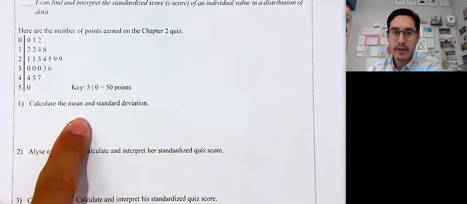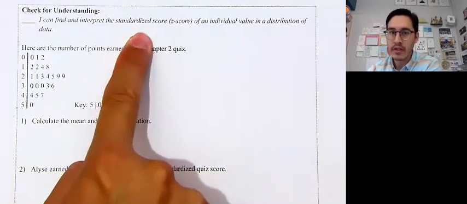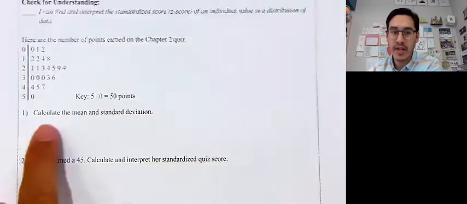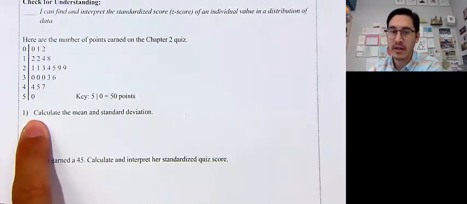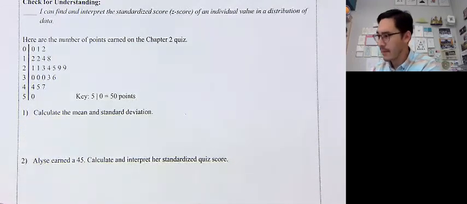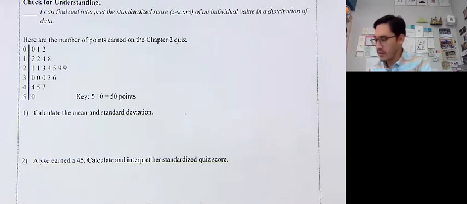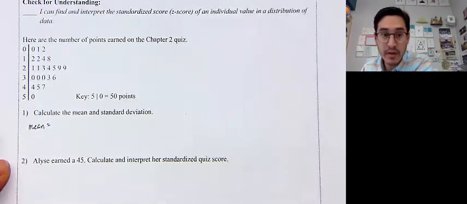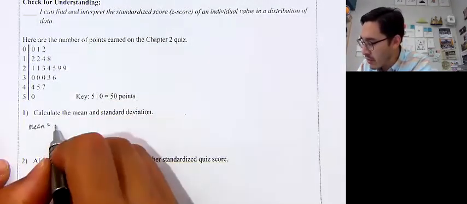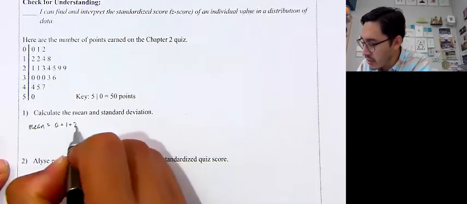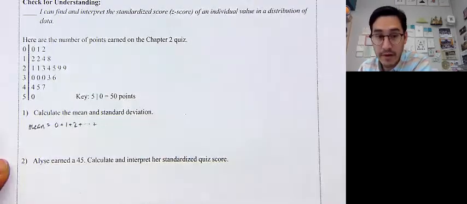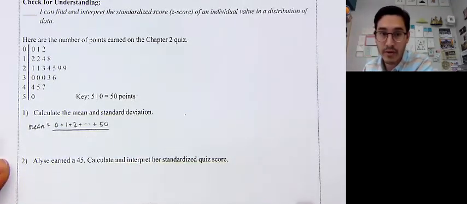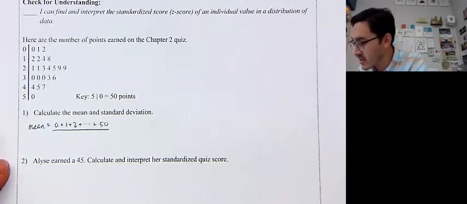In order to calculate the standardized score, you need to know the mean and standard deviation of the distribution. So it's not surprising that the first thing they ask us to do is calculate the mean and the standard deviation. The mean is going to be the sum of all the scores, so 0 plus 1 plus 2 plus so on, all the way to 50, and then we divide by the number of scores. I don't think it tells us, so we have to count.